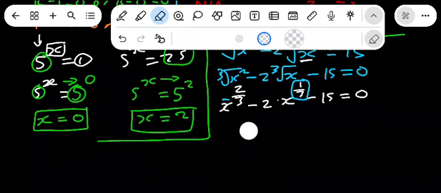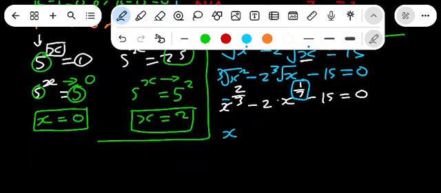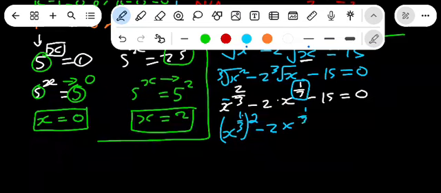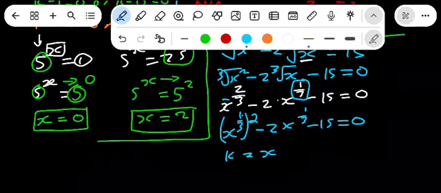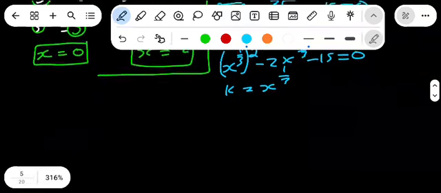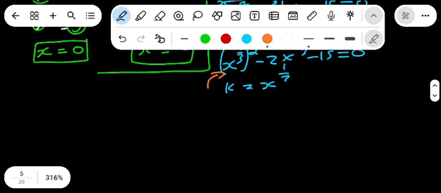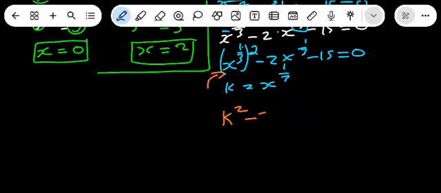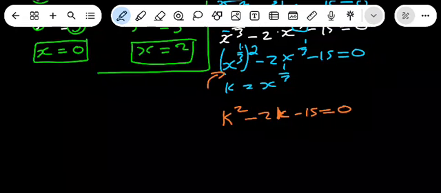But because we're using the laws of exponents, you can see 1 over 3, then put a bracket, then multiply by 2. This minus 2 times x to the 1 over 3 minus 15 must be equal to 0. Then we can let k be equal to x to the 1 over 3. So our x to the 1 over 3 now will be k, so that will be k squared minus 2k minus 15. This must be equal to 0.